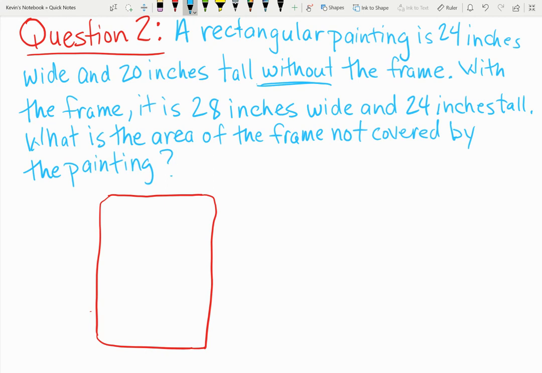So again, you're going to have to get your dimensions out. So I've already drawn the actual frame. And don't forget the painting here. So the painting's going to go in the center.